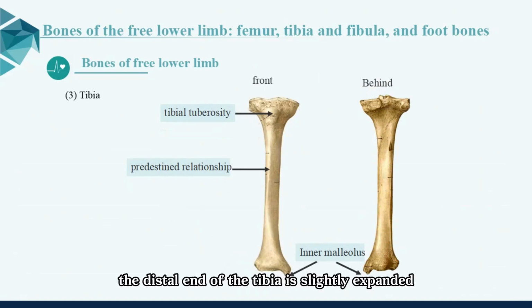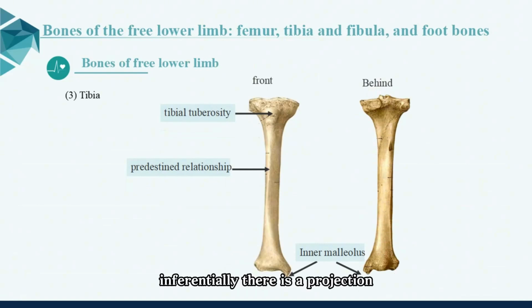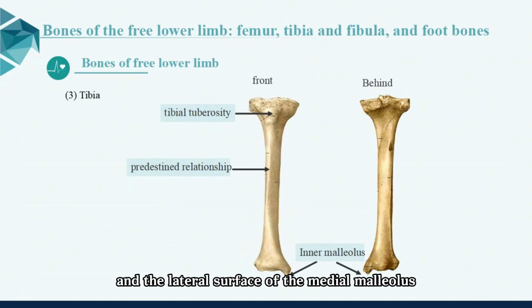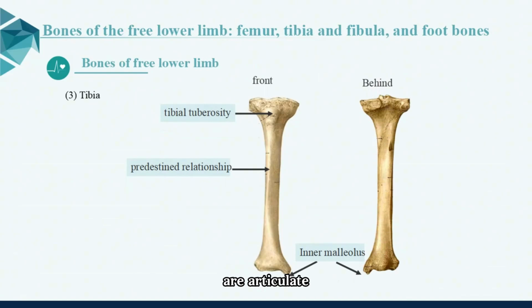The distal end of the tibia is slightly expanded. Inferomedially, there is a projection called the medial malleolus. The inferior surface of the distal end and the lateral surface of the medial malleolus are articular, articulating with the talus. The lateral aspect of the distal end has a fibular notch for articulation with the fibula. The medial malleolus is palpable.